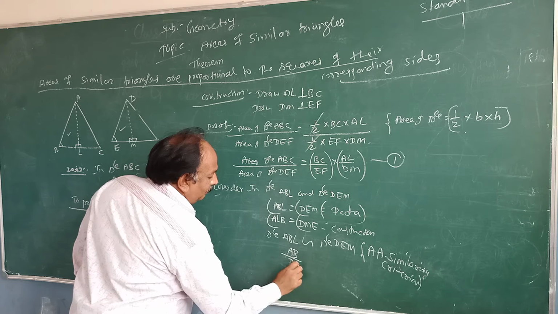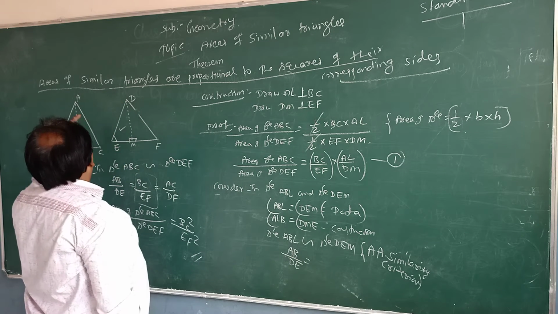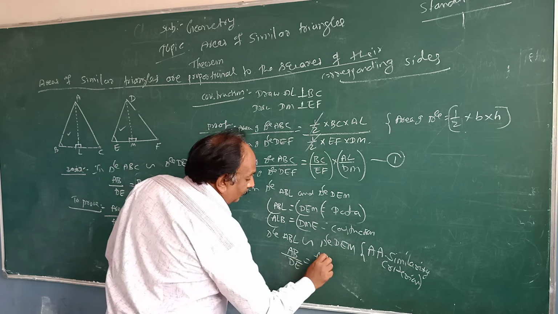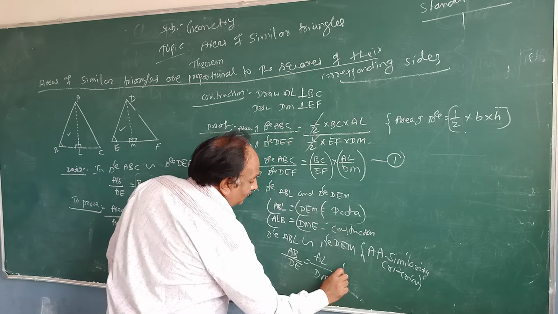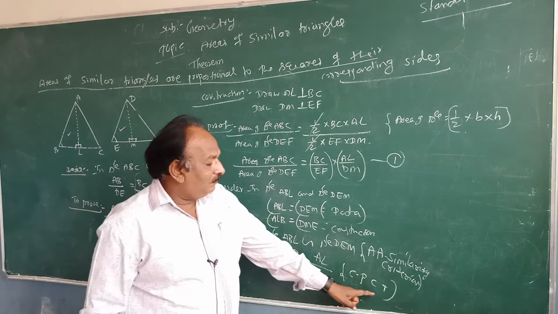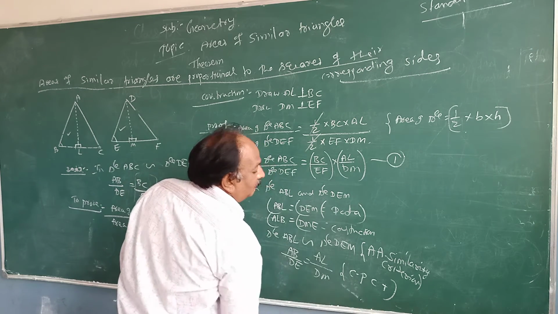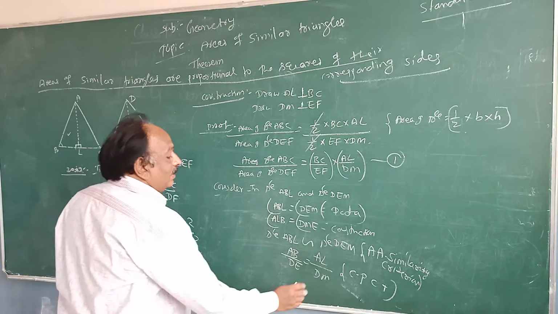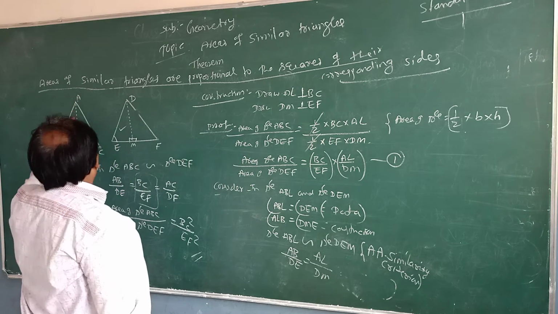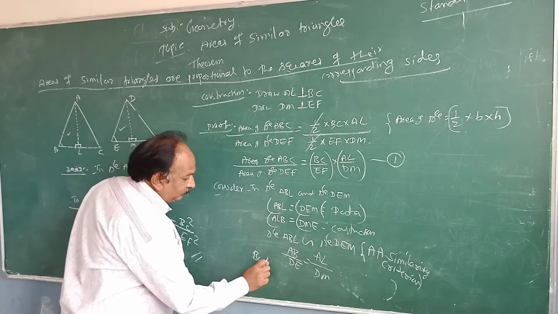AB divided by DE is equal to AL divided by DM. We call it CPCT, corresponding parts of congruent triangles, or similar triangles, corresponding parts of similar triangles. Or we may write AB divided by DE is equal to AL divided by DM.